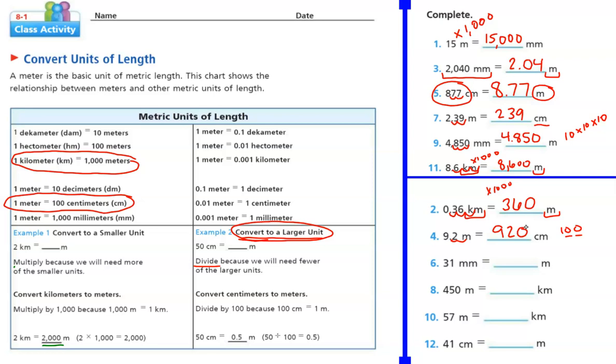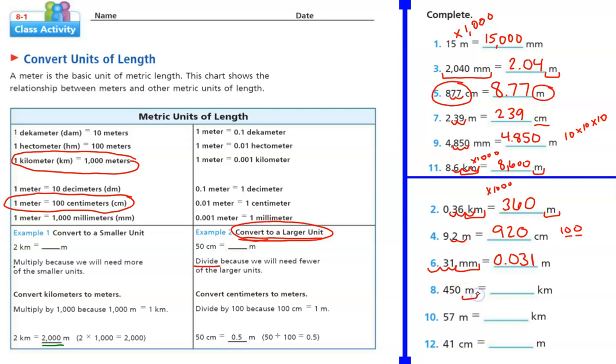Number 6 is 31 millimeters. Oh man, that's not very many. 31 millimeters is almost nothing at all. So that means I'm going from something really small to something a whole lot bigger. So I'm going to try and shift this 31, and there's 1,000 millimeters in a meter, so that's going to be 1, 2, 3, which means that I have 0.031 meters. Pretty tricky.